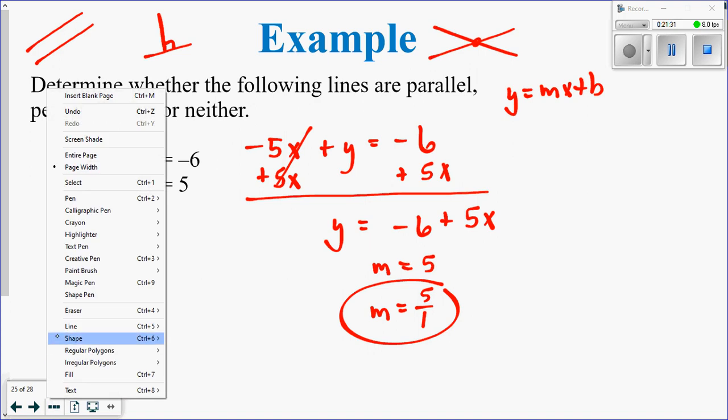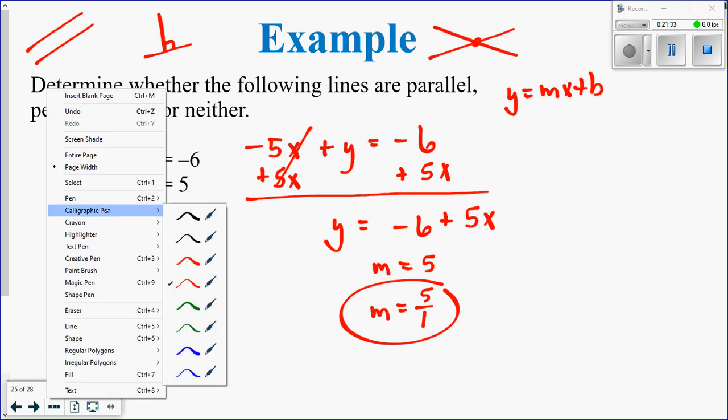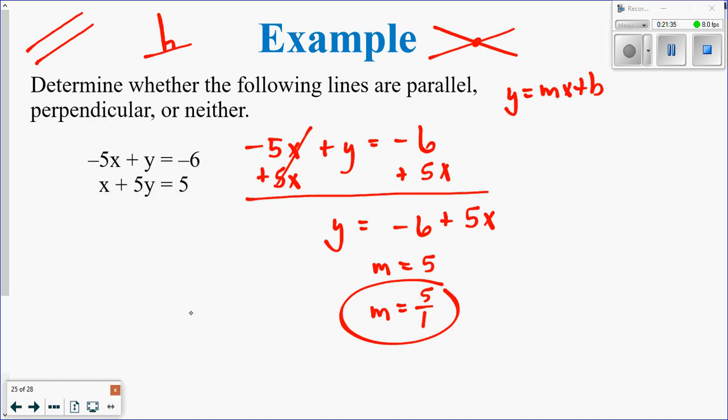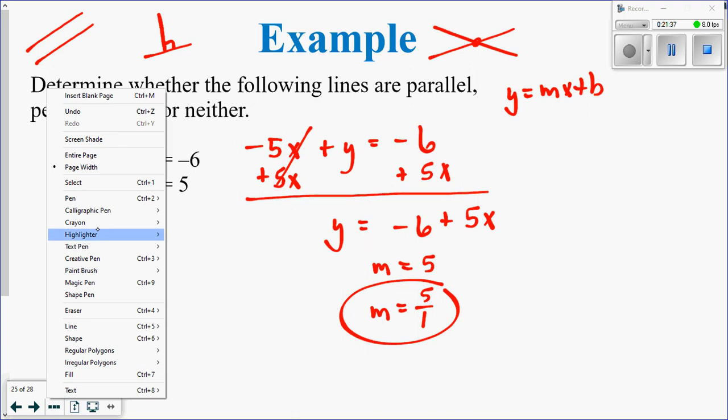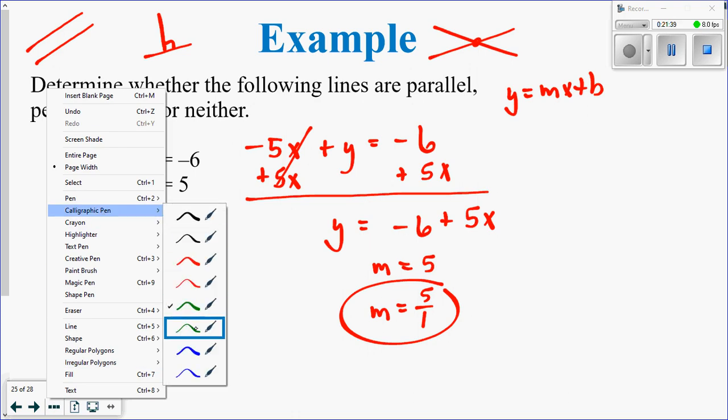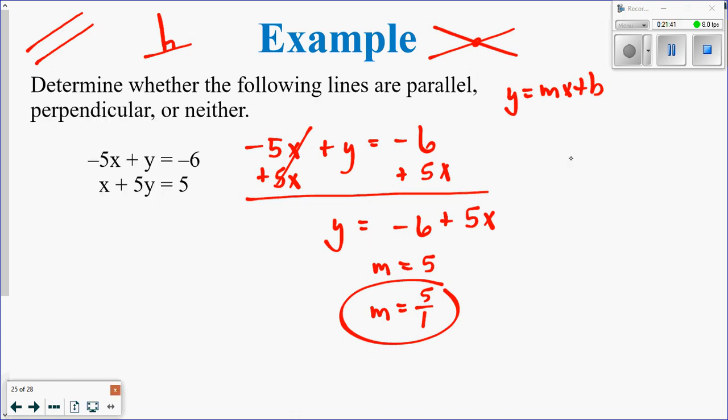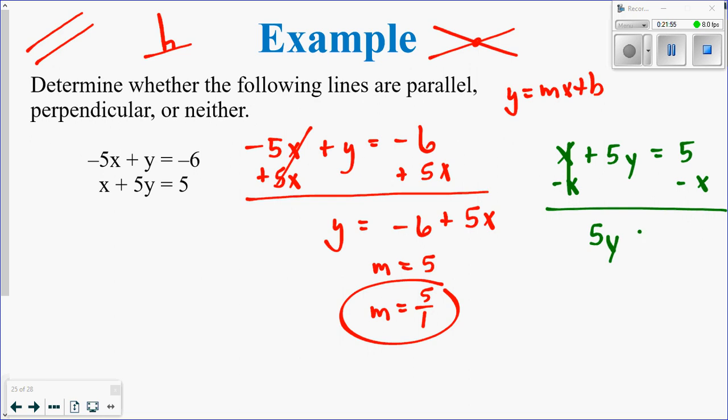I'm going to trade colors for a second. Actually, that one looked like it might write a little skinnier. All right, the other one is x plus 5y equals 5. So I'm going to subtract the x from both sides. So I get 5y equals 5 minus x.